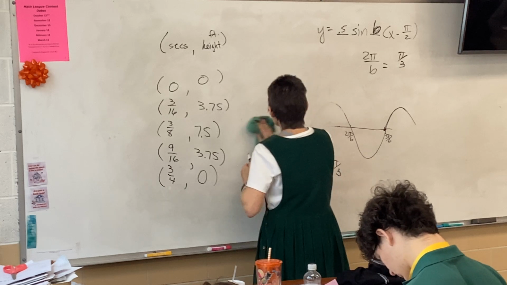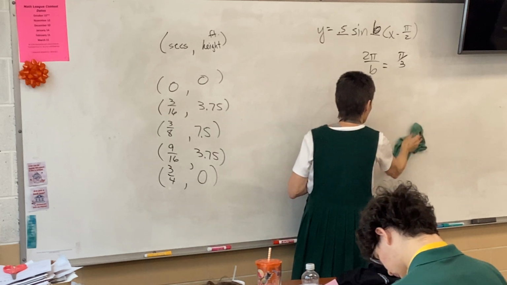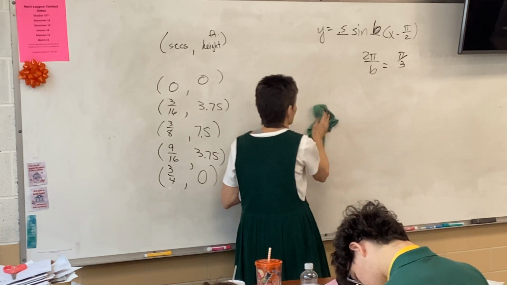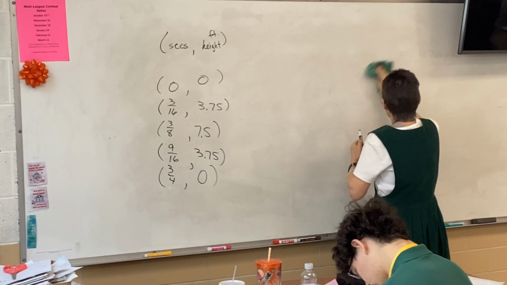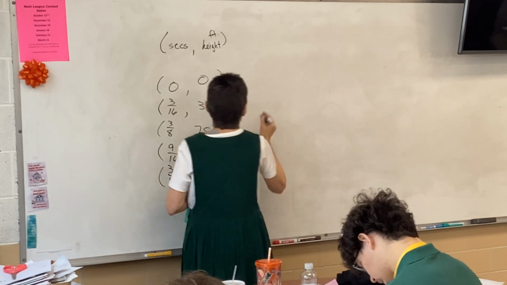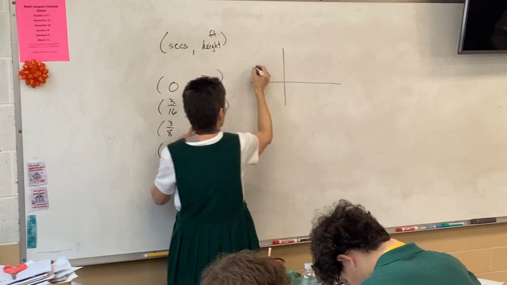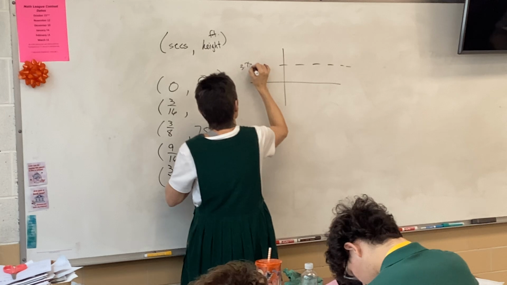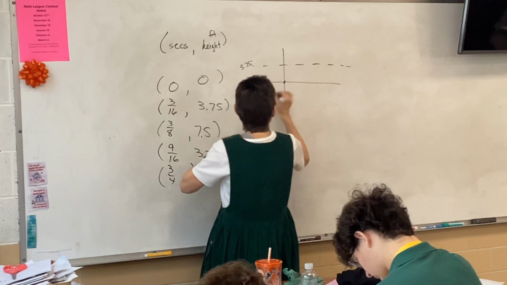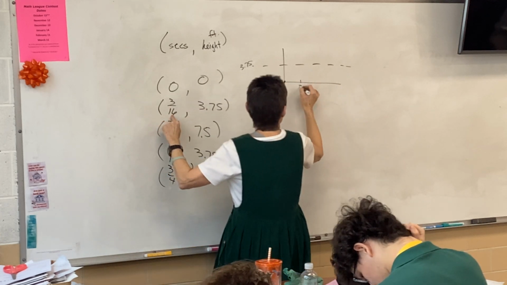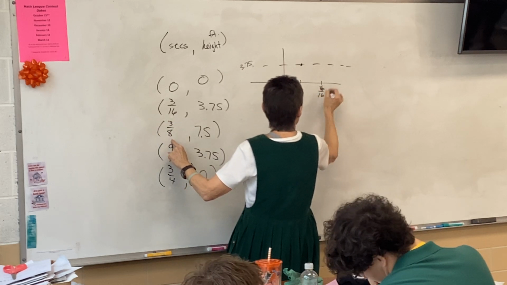The equation is your model, and modeling is a big part of what we need to be able to do. We need to be able to write equations for all kinds of things, not just the trig things. It always helps me to see what's going on here. Here's my midline, 3.75. I've got 0, 3/16 is here, 3/8, I'll say 6/16 is here.